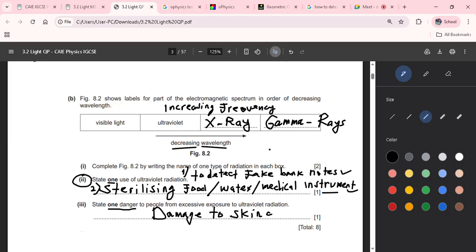Or we can also damage our eyes. If we get excessive, meaning too much, ultraviolet radiation on our body, our body will get damaged, especially the surface of the skin and also the eyes. That is ultraviolet radiation. Okay, Chanel. Yeah.